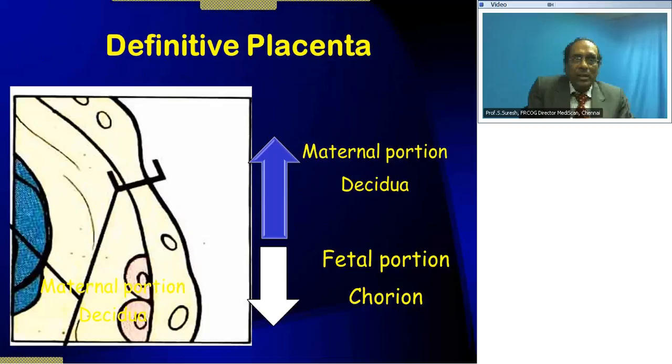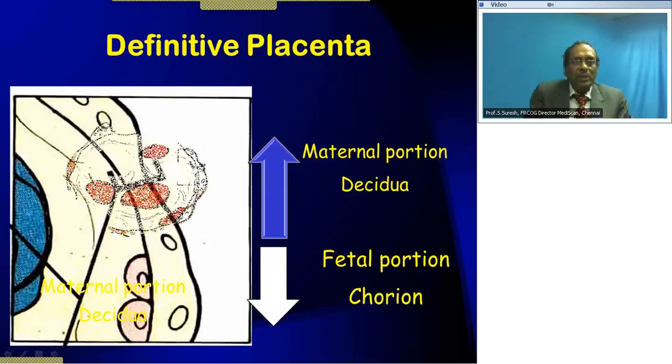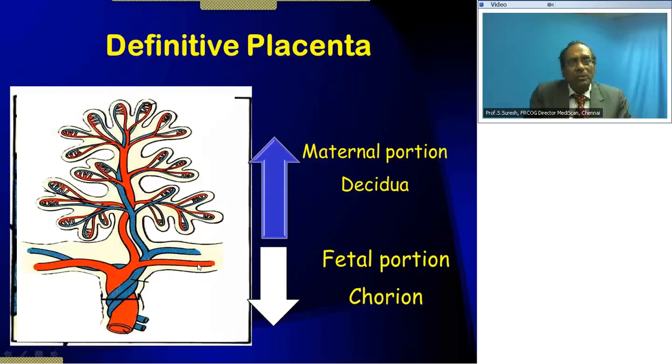Now, when you look at the definitive placenta, we have to think of two things. One is the maternal portion, which is actually the decidua I talked about, which will be close to the uterine wall, and the fetal portion, which is actually the chorion. So if you look at the chorion in greater detail, the essential part of the chorion is the chorionic villi, and here the chorionic villi are the primary stem villi, the secondary stem villi, and the tertiary stem villi.